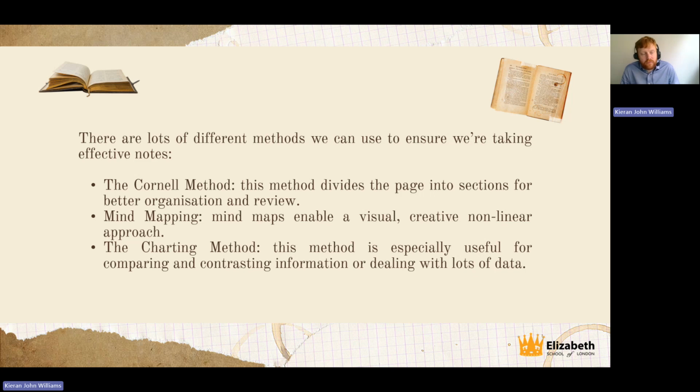Like I said, have a look on Google, have a look on Wikipedia, etc. There are other encyclopedias available, by the way. Have a look at those websites, research these a little bit, and see which one you like best. But there is the Cornell method, which divides the page up into different sections in order to help you to remember where things are on the page.